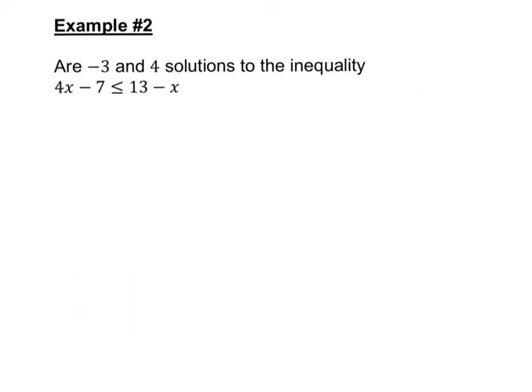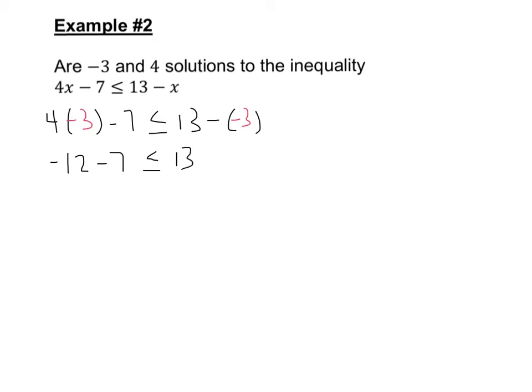All right, this time we have an inequality. We have less than or equal to there. We want to test to see if negative 3 and 4 are solutions to that inequality: 4x minus 7 is less than or equal to 13 minus x. We're going to do the same thing. We're going to test first negative 3, and then positive 4. So let's test negative 3. Let's replace x with negative 3. 4 times negative 3 is negative 12. Minus 7 is less than or equal to 13 plus 3. Negative 12 minus 7 is negative 19. Negative 19 is less than or equal to 16. Now that is true. Because that is a true statement, negative 3 is a solution.